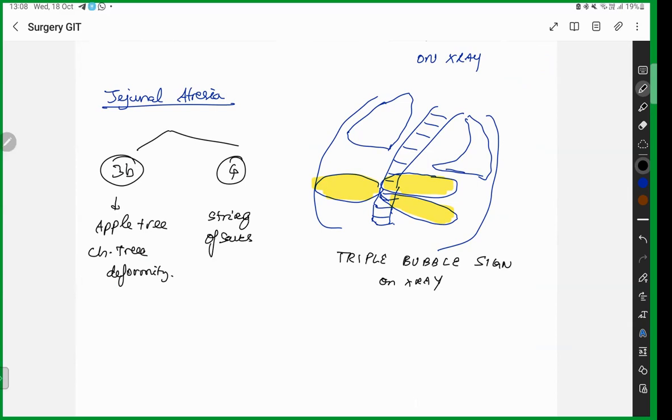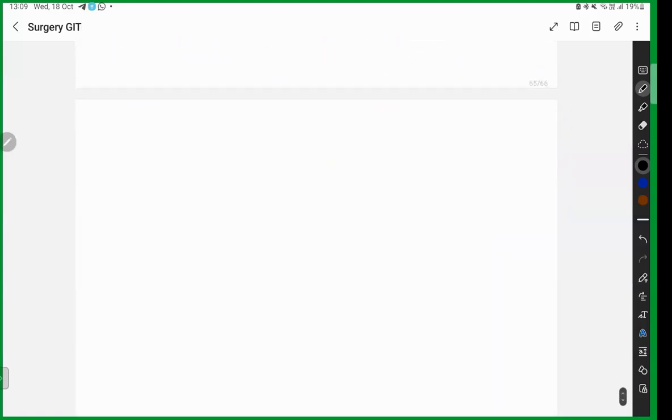Why am I telling you this? Because they may ask an MCQ: apple tree or Christmas tree deformity is seen in which type of atresia? Jejunal atresia type 3B, you need to be specific. Multiple atresia with string of sausage appearance you'll see in type 4 of jejunal atresia. Okay, very clear. Next we are going to move towards intussusception.